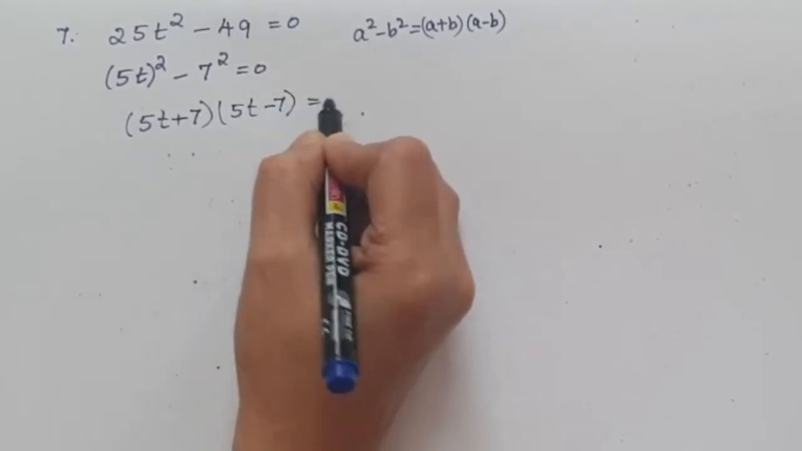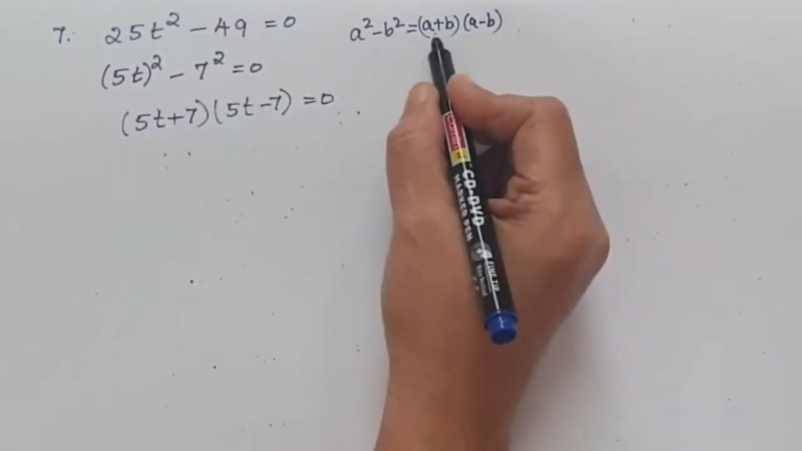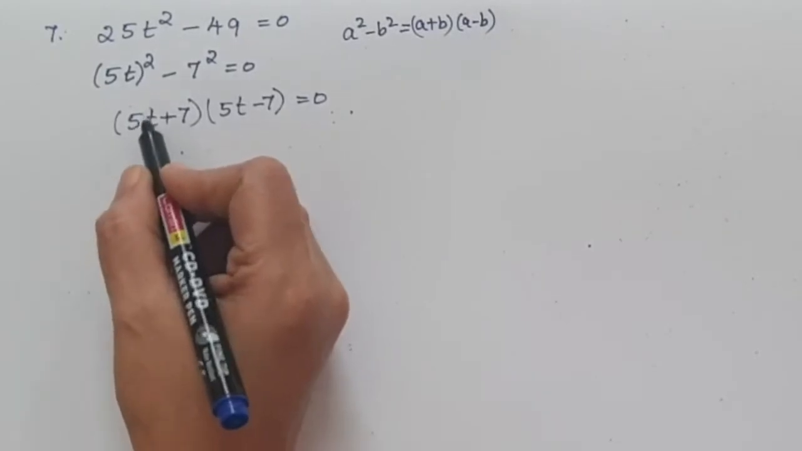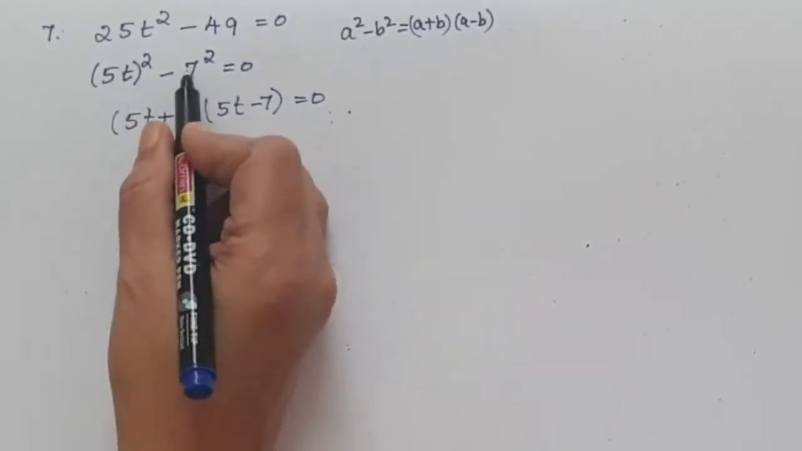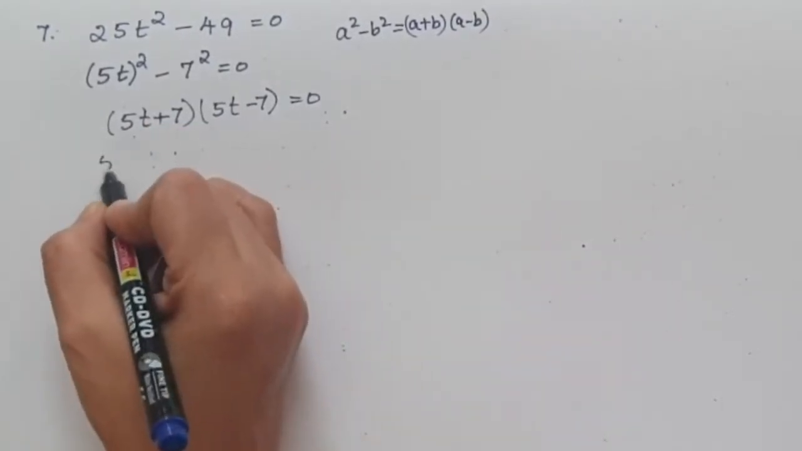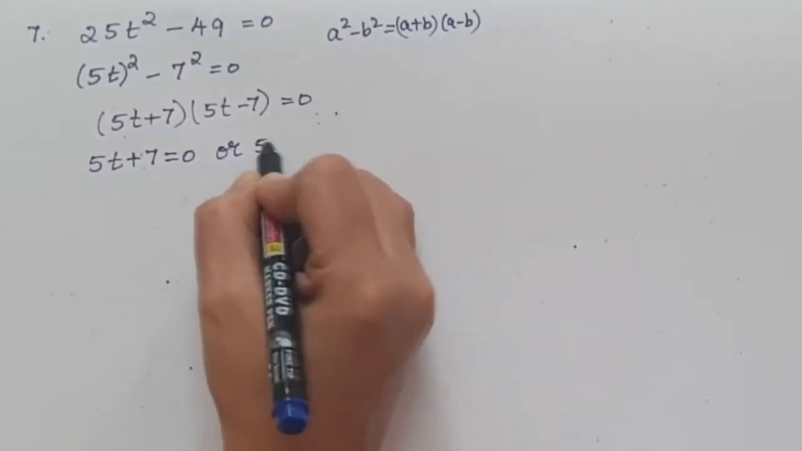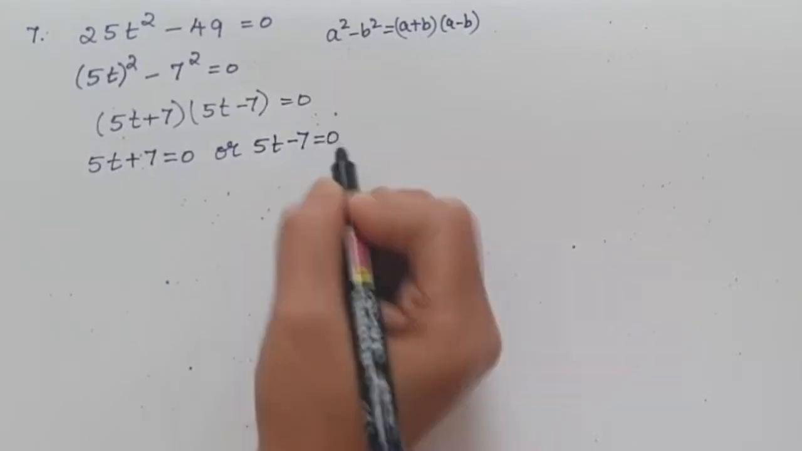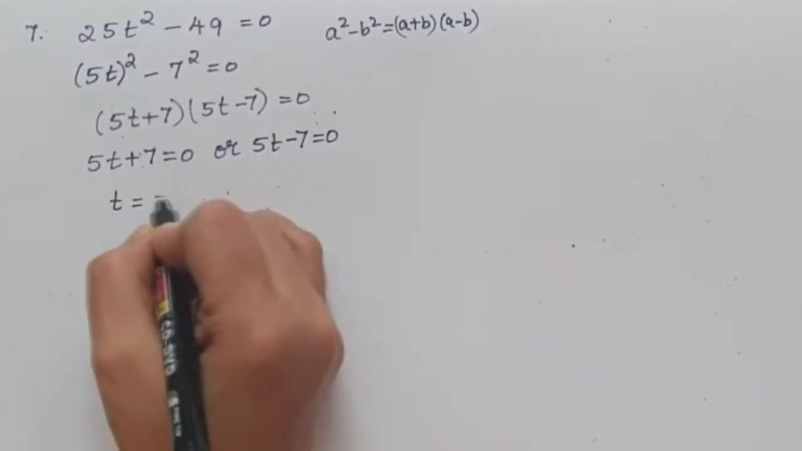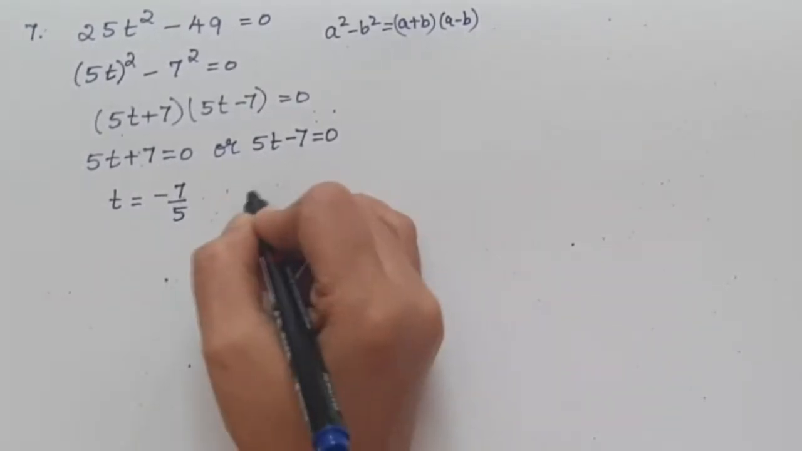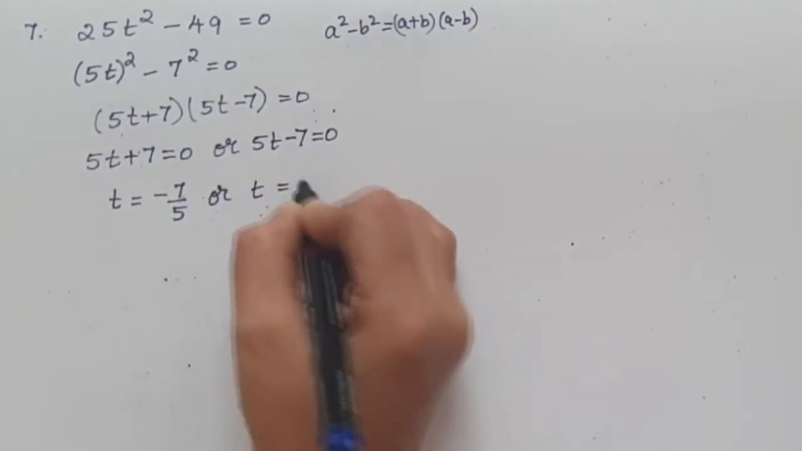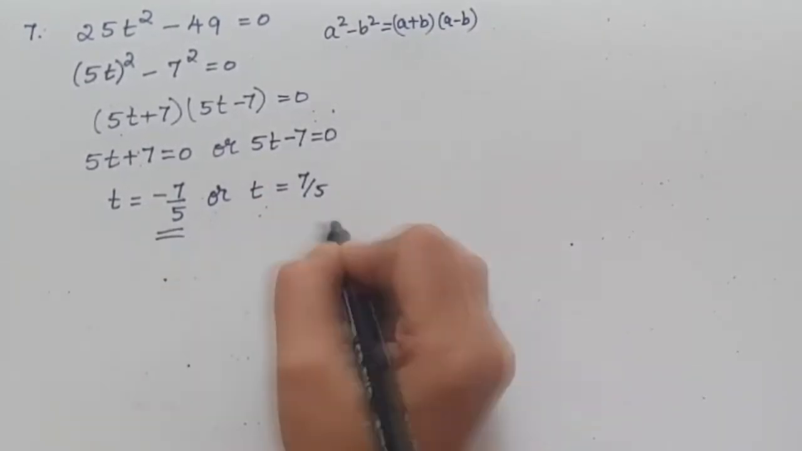5t minus 7 will be equal to 0. Like a square minus b square is a plus b, a minus b. So it is 5t plus 7, 5t minus 7. So either 5t plus 7 equal to 0 or 5t minus 7 equal to 0. So t will be equal to minus 7 over 5 or t will be equal to 7 over 5. So these are the two answers.